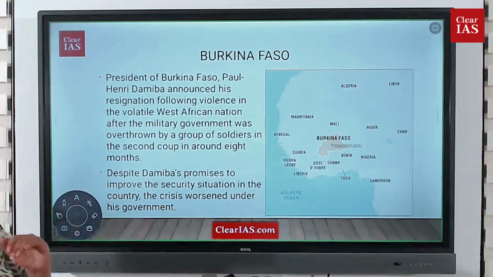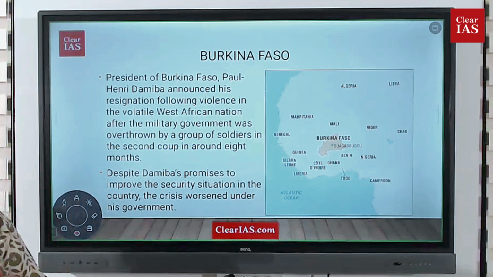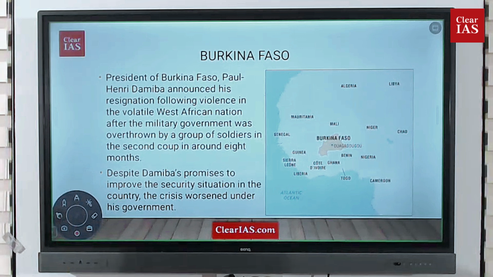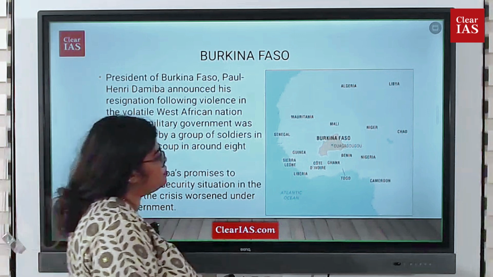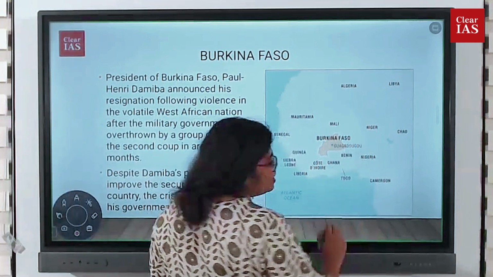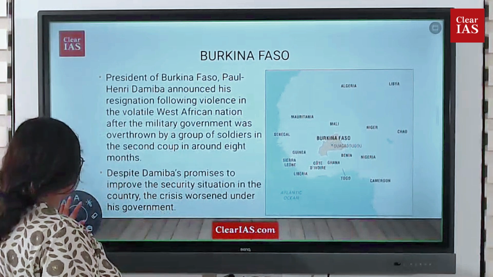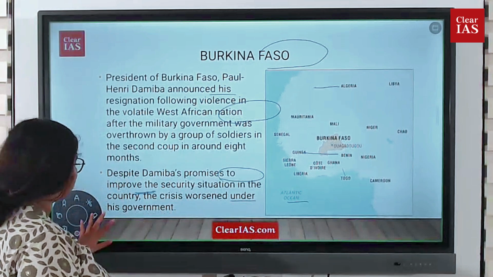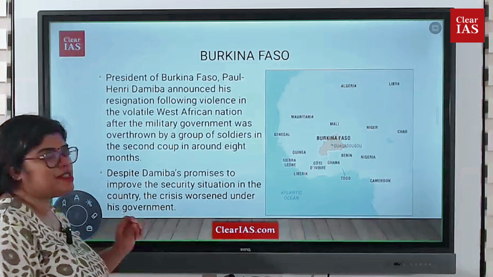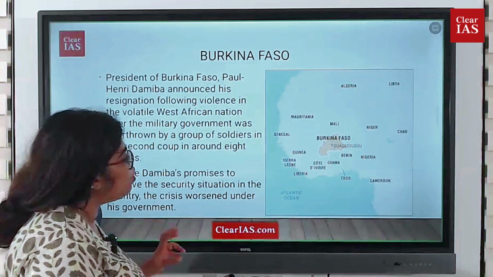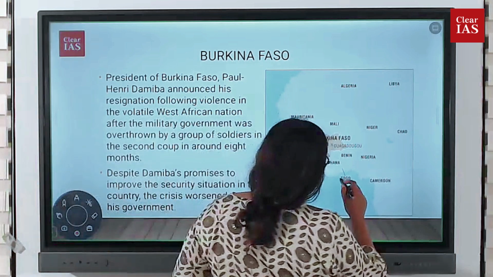So Burkina Faso was in the news because of the military coups or the civil war that is happening in the region. When you look at the Burkina Faso region, Ouagadougou is the capital. And when you see the neighbors, there are so many neighbors for such a small country. So which are all the neighbors?